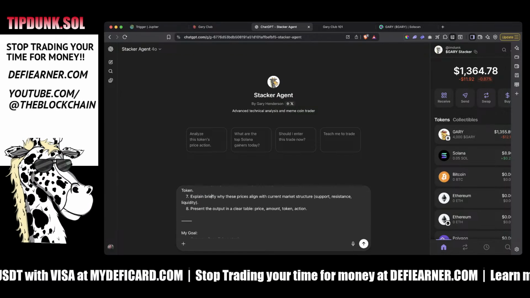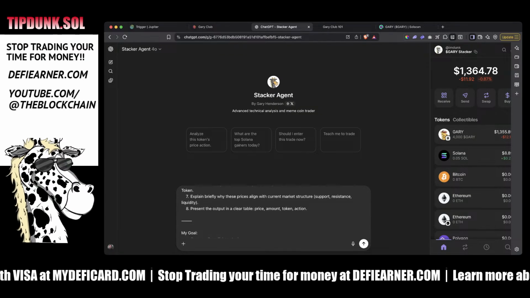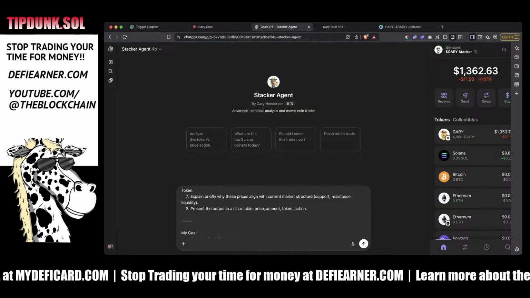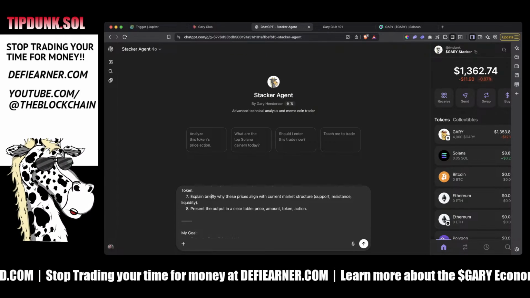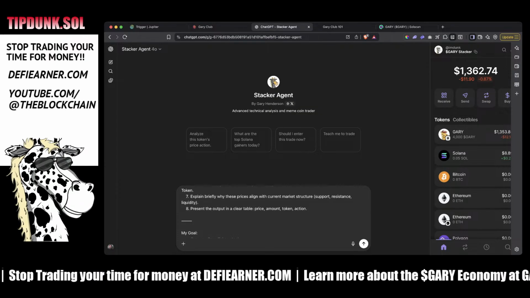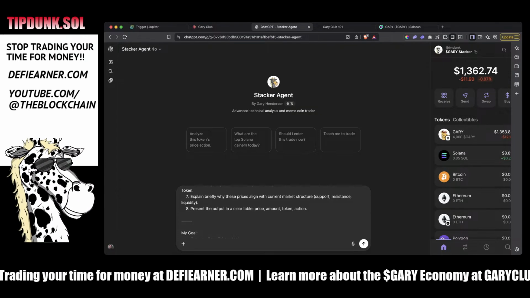Explain briefly why these prices. I want to know why the prices align with the current market structure. I always like to know why. One of the best ways to learn how to trade is just to do it and then also ask AI to just explain why you're doing it. So don't just blindly go into it.